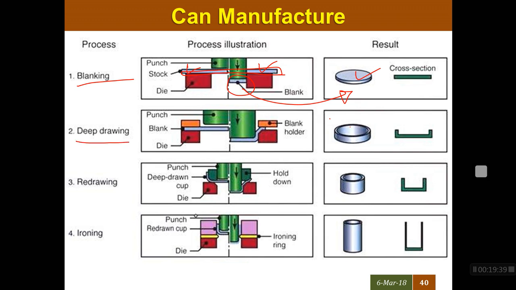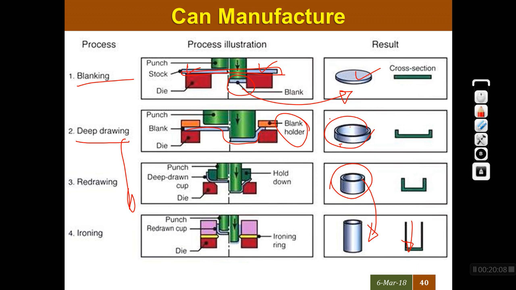Next, deep drawing. From this blank, by using this blank holder, we can place the blank here and form this U cup-like shape. So I have combined drawing and redrawing, as I explained, the formation of this cup by using the deep drawing operation. Then this cup is changed again, increasing its depth, by the ironing operation.